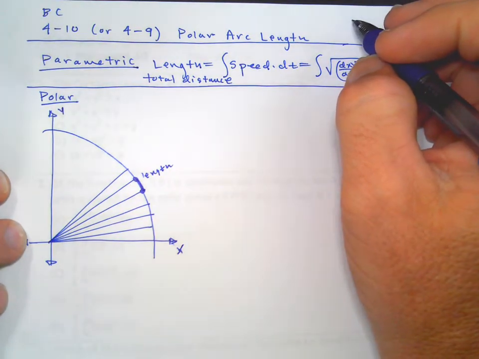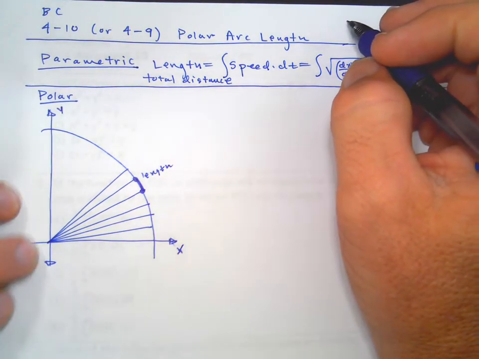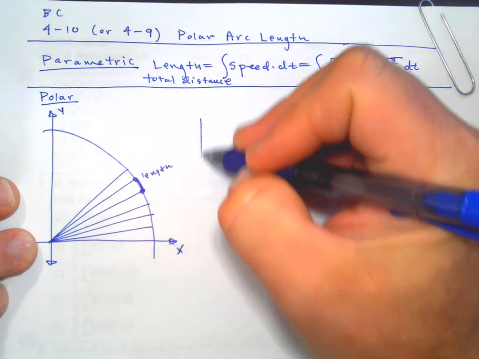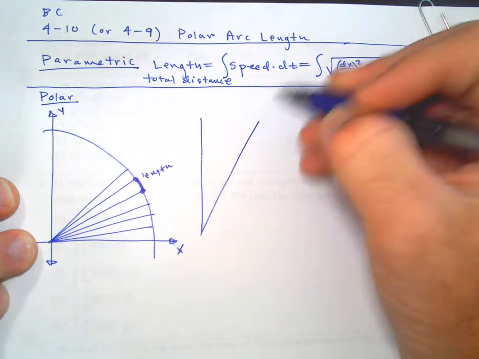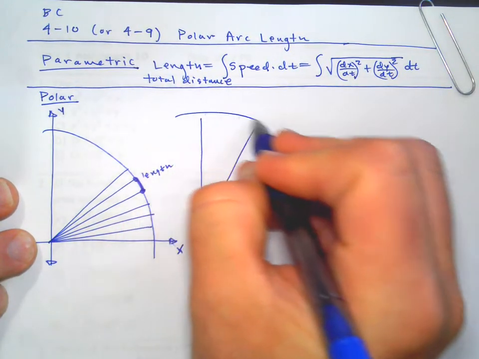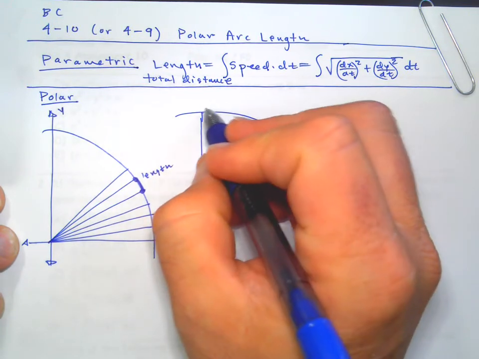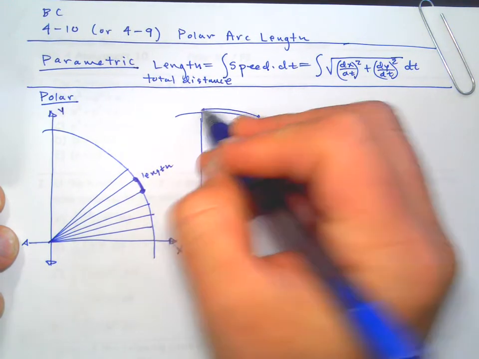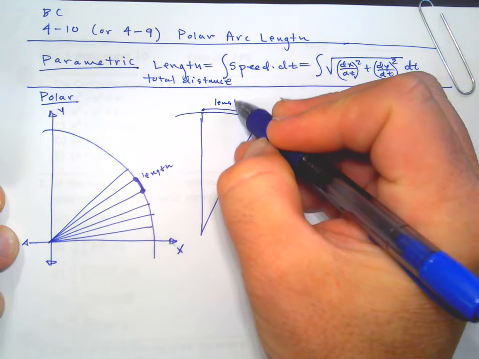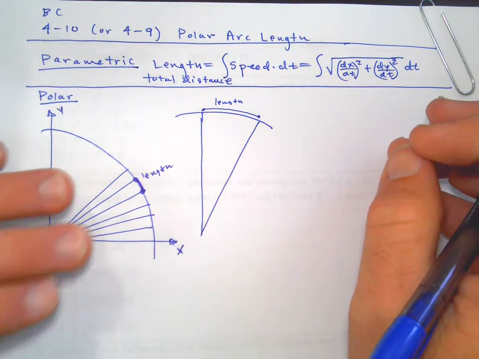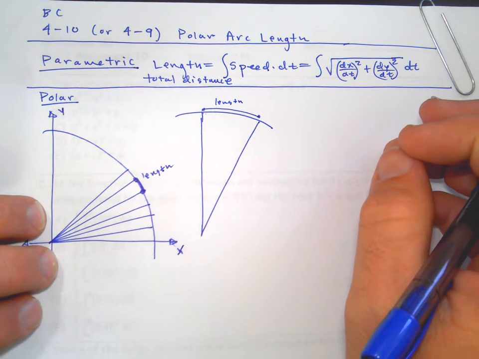So let's look at one slice on its own. We'll exaggerate it, make it a little bigger. Okay. And we want to find the length of this. Now, it's an arc length, but it's not a perfect circular arc length. I mean, it's a curve.